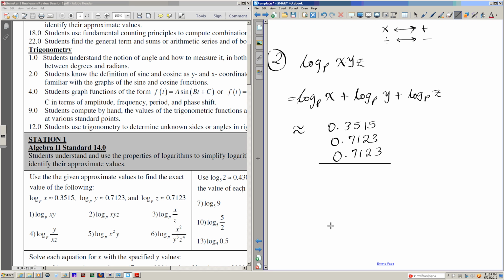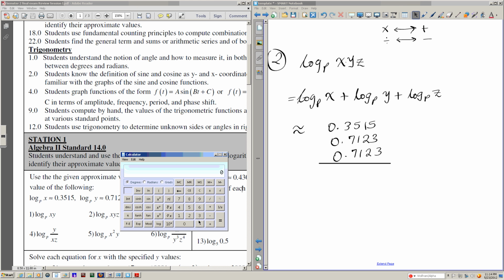All right, so all you simply do is add them all together, and that will give you your answer. Okay, let's go ahead and add it. 0.3515 plus 0.7123 plus 0.7123. The final answer is 1.7761. All right, so that's your approximate result.